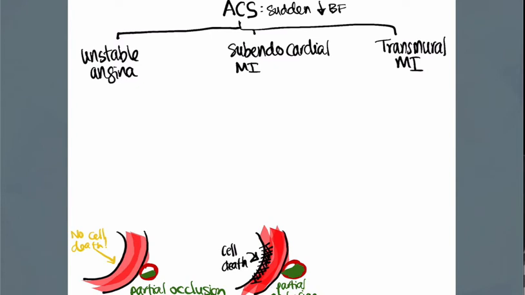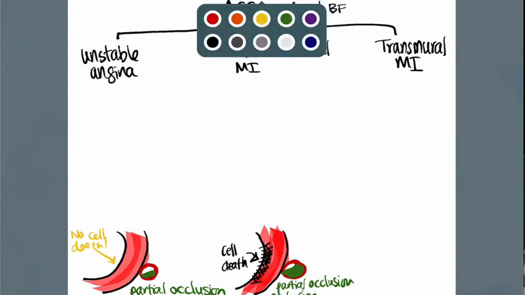But the area of the muscle that's the closest to the blood supply, oh, I think occlusion might have popped off your screen. I just noticed that. Maybe I can add it here, partial occlusion. The area that's closest to the blood supply will live, and the myocytes that are farthest away from the vessel will experience cell death.